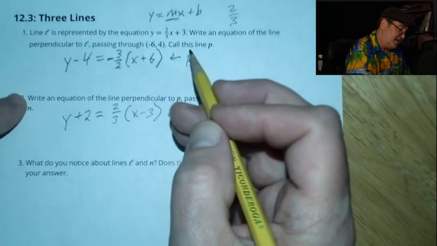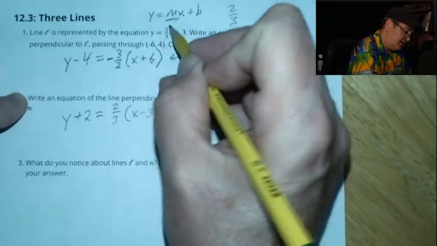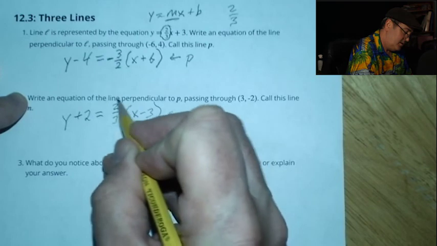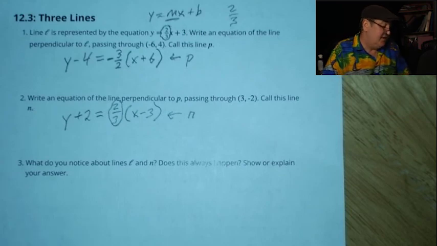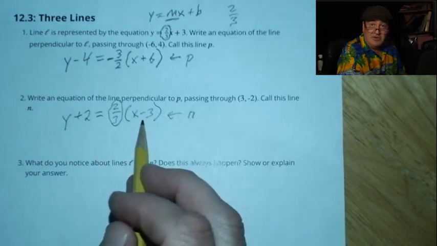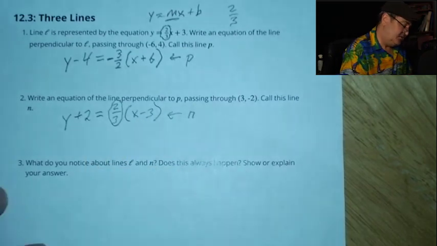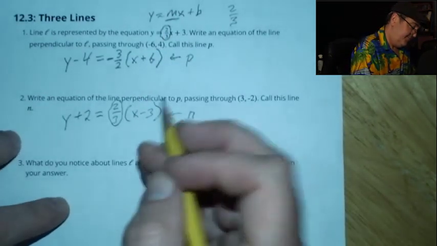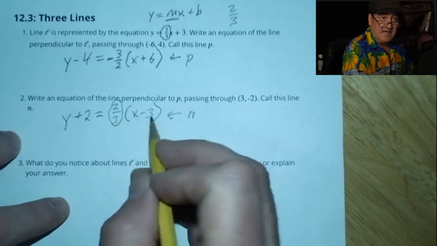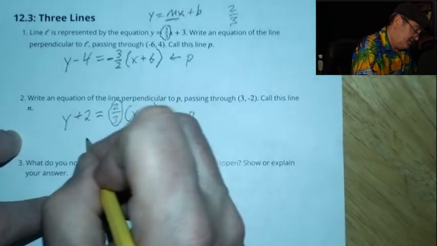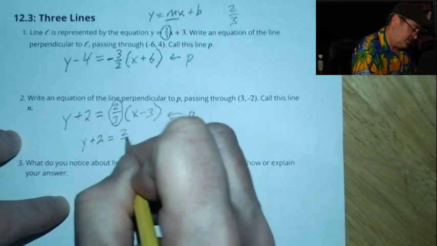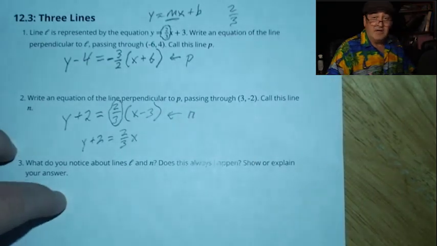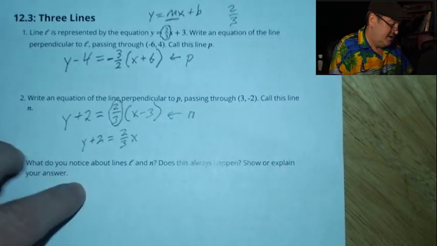Well, what we notice about L and N is that the slope is the same, even though they're in different formats. We can make these the same format by distributing the 2/3, and let's do that just to see how it compares to that one. If we take 2/3 times the x minus 3, we'll distribute it. So this side hasn't changed. Still y plus 2 equals 2/3 times x is 2/3 x, right? Because x is a variable. We don't know what number it is, so 2/3 times the x.